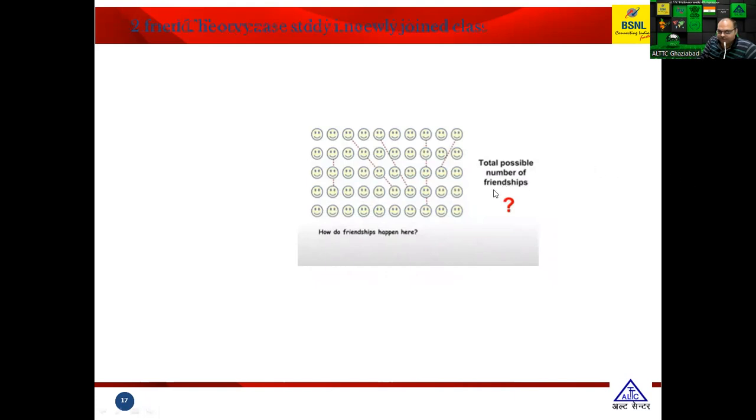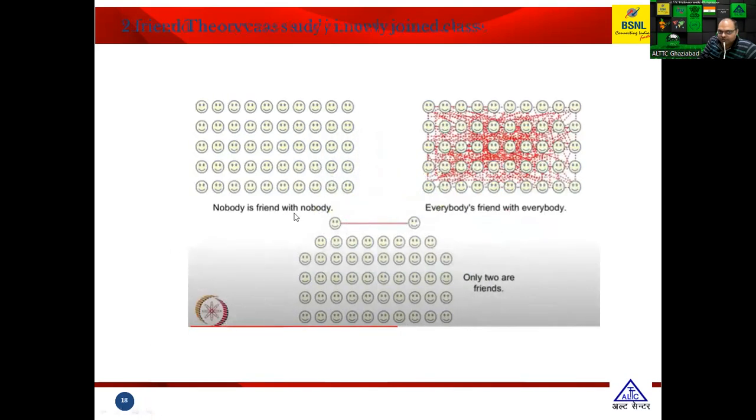Total possible number of friendships. If 50 faces are there, 50 students are there, how does friendship happen? Is it initially zero? Nobody is a friend in the group. Now in this second case, everybody is a friend with everybody. In the third case, only two are friends in a group of 50.